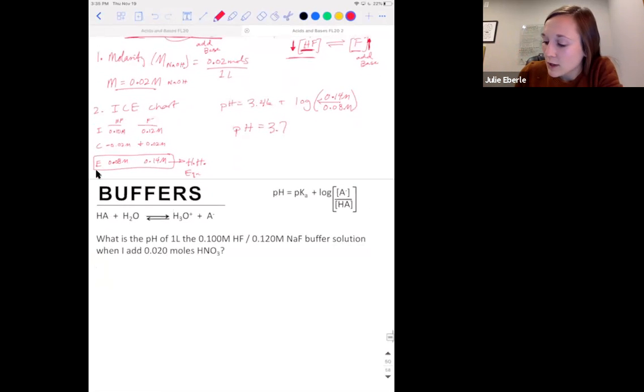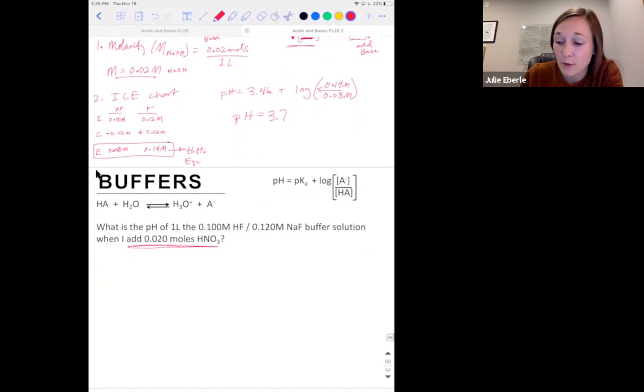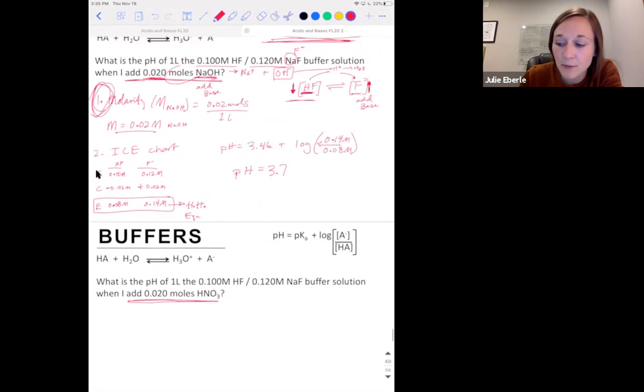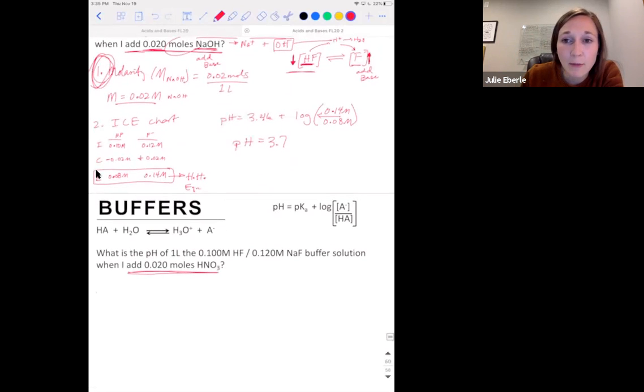Okay, now look, we're going to add 0.02 moles of HNO3. We're going to add some acid. So remember the first thing we had to do, number 1 up here? We calculated the molarity of the base. We have to do the same thing here. Let's calculate the molarity of the acid.